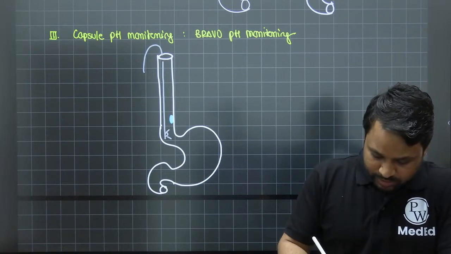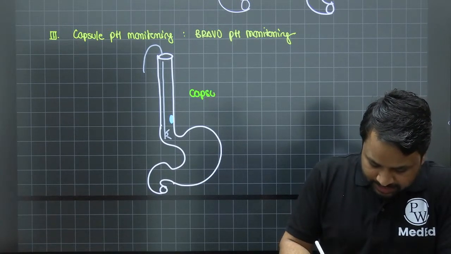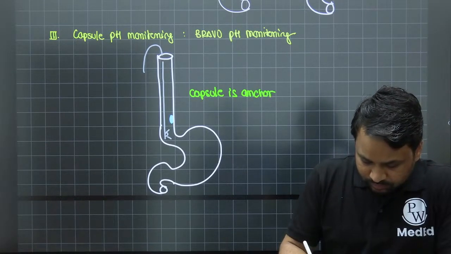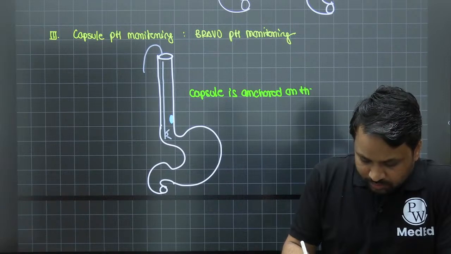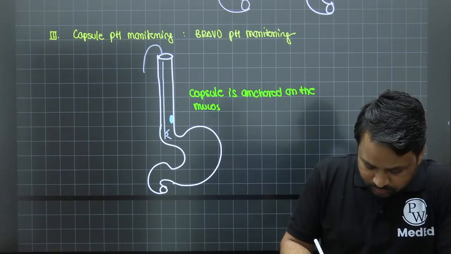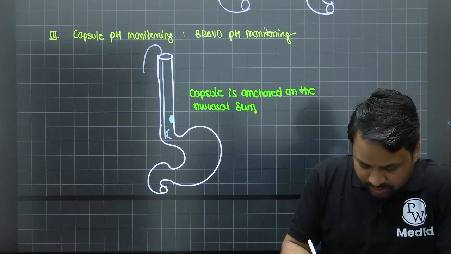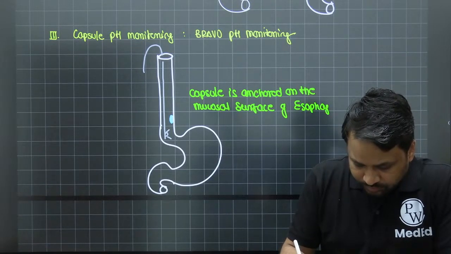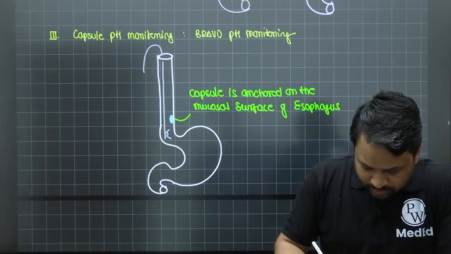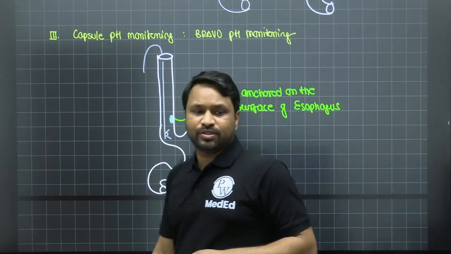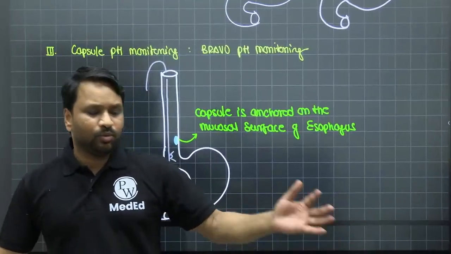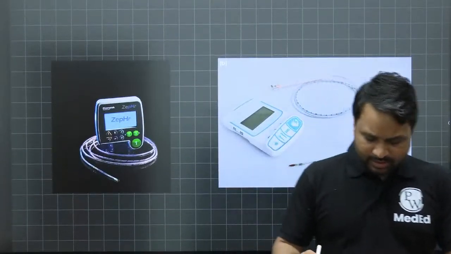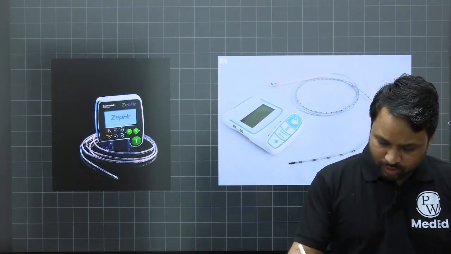So here what we do is the capsule is anchored on the mucosal surface of the esophagus. Okay? And this is how we are going to use it. So hence this is going to be more sophisticated. So look at the images. This is how your 24 hours pH probe would look like.